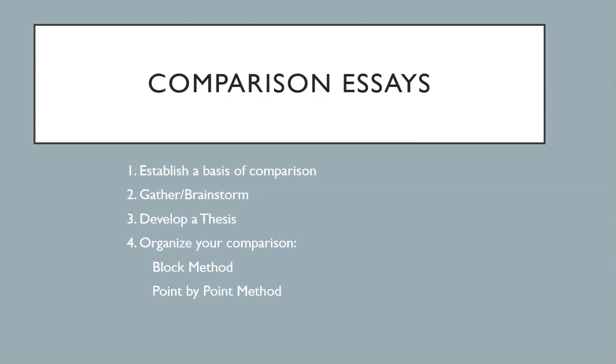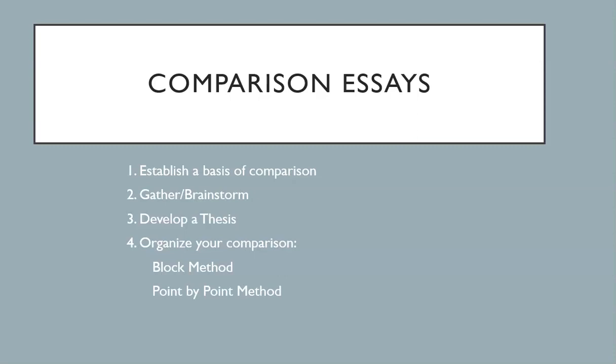So in this video, we'll be discussing comparison essays and how to write them. And I have sort of four steps to go through when you're writing a comparison essay. The first one is you have to establish a basis of comparison, basically meaning you have to decide what's similar or what's different between the two things that you're comparing. The second step is to gather information and brainstorm possible similarities and differences.